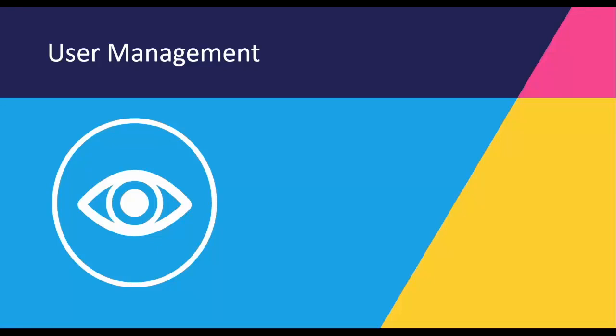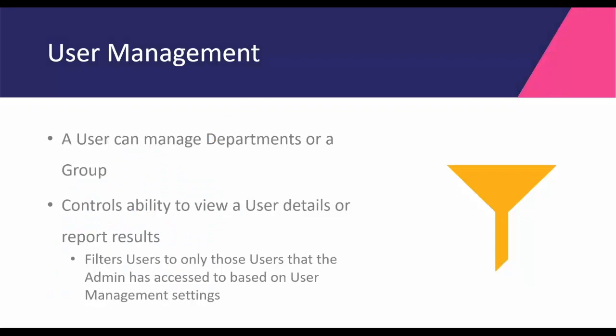And this is another component that'll determine what they can do as an admin. So with user management, a user can manage departments or a group. So not both, you have to pick one or the other. And that'll, as I mentioned, control their ability to view users in the system as well as their reporting results. So they'll only see users they have access to in the reports.